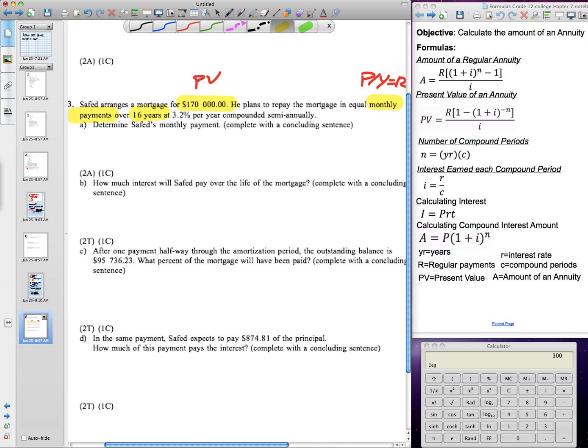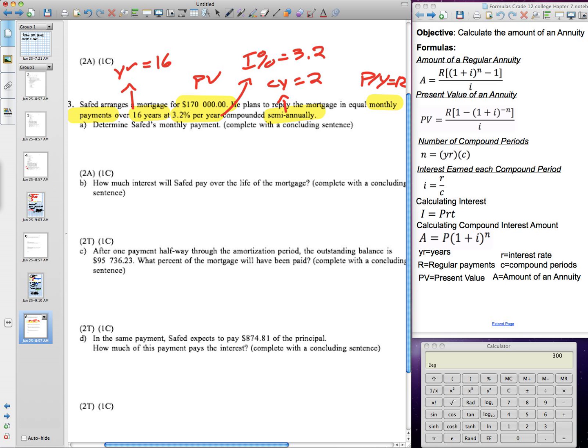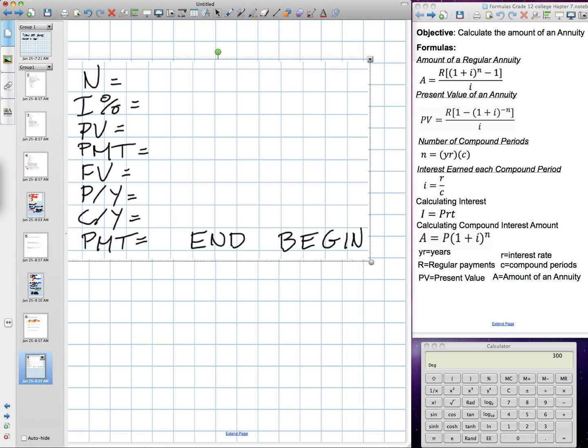Okay. It says that this is for 16 years. So in other words, we're going to put our YR here is equal to 16. It says that the interest rate is 3.2%. Okay. So our interest rate percentage is 3.2. And finally, compounded semi-annually. So the CY, compound periods per year, is equal to 2. So in that one sentence, I have at least 4 major bits of information. When you go through something like this on a test, make sure you highlight anything important or underline anything important on that test. Okay? Now the first question says, determine Safid's monthly payment complete with concluding sentence.